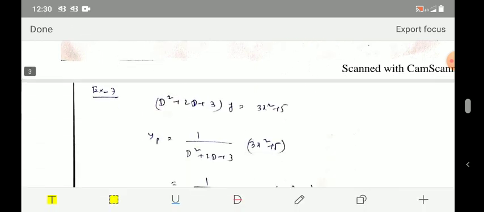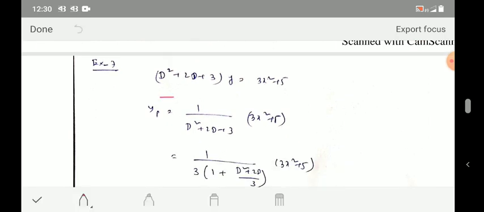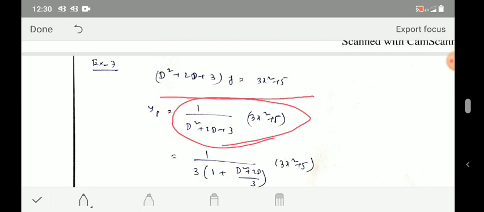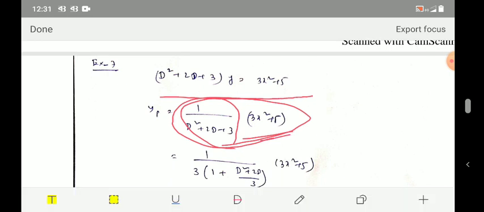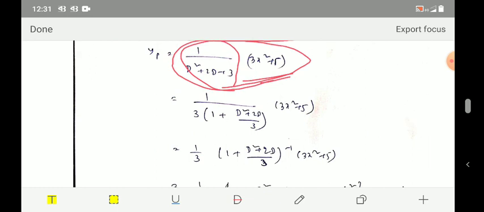Also if we consider this, D square plus 2D plus 3, y equal to 3x square plus 5, then yp equals 1 by D square plus 2D plus 3, which is operated on 3x square plus 5. Here we take 3 in common, then it becomes 1 plus D square plus 2D by 3.